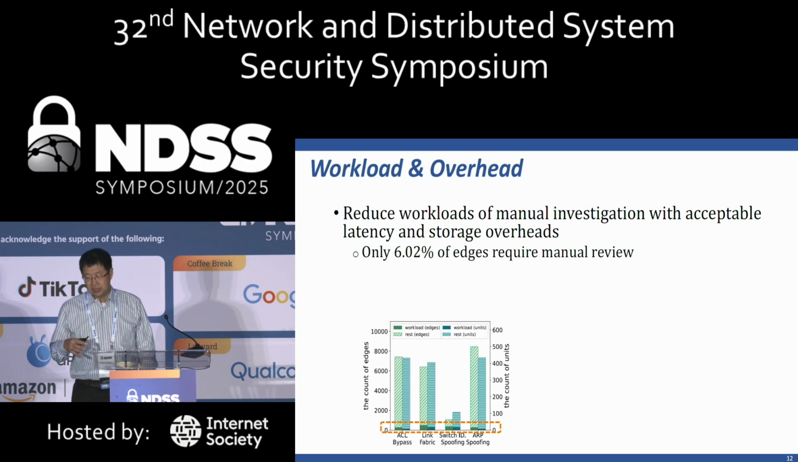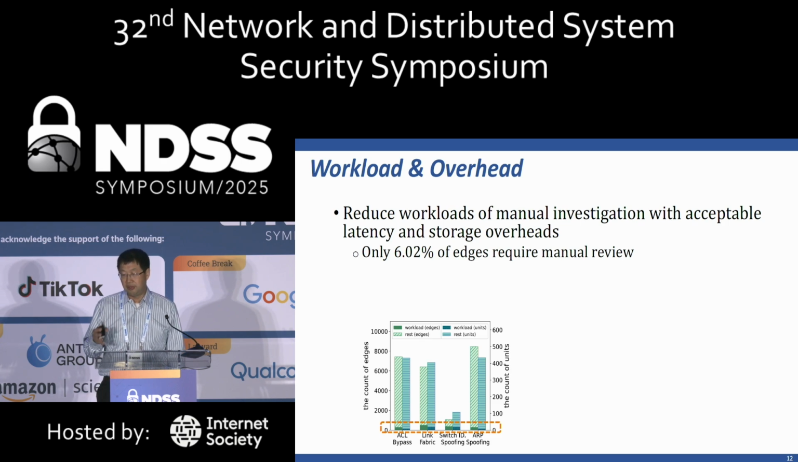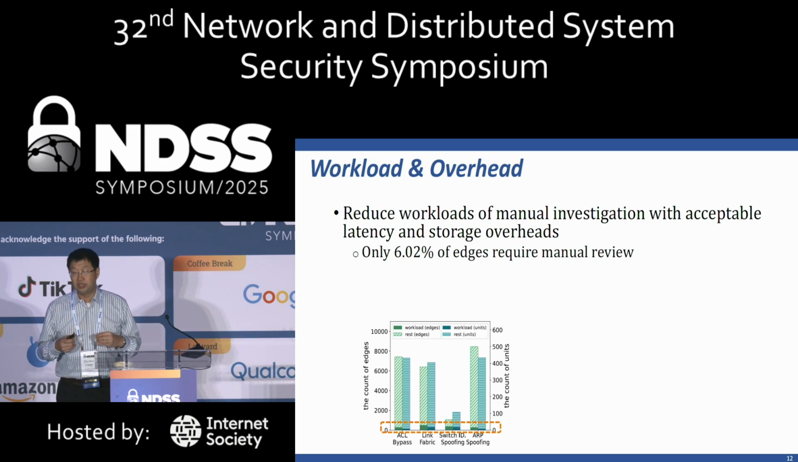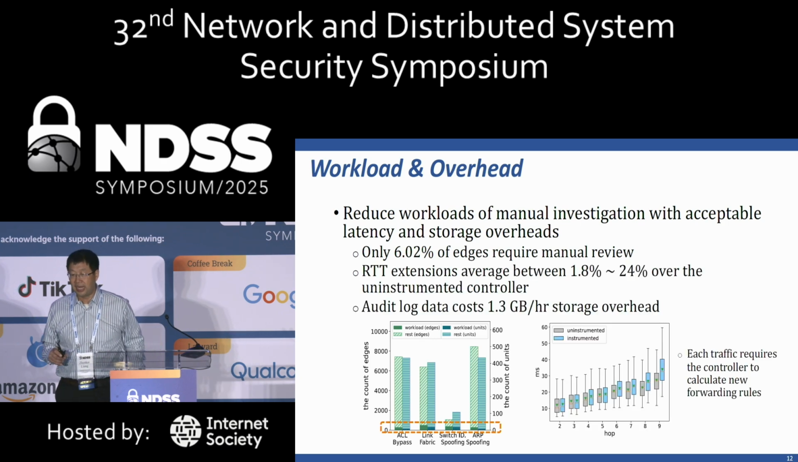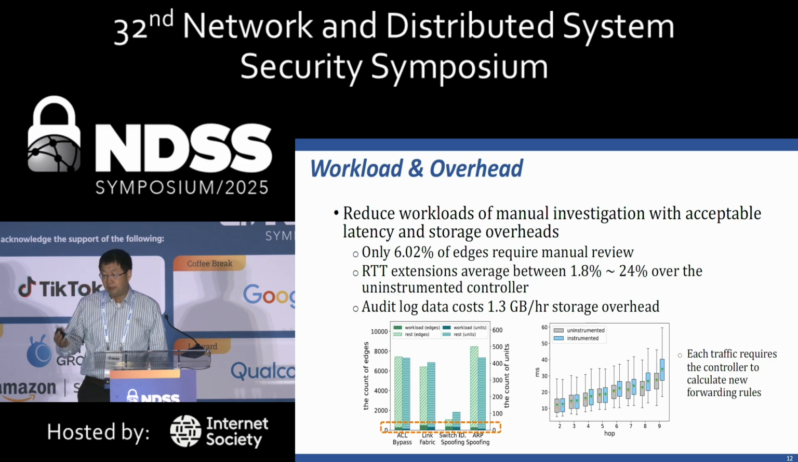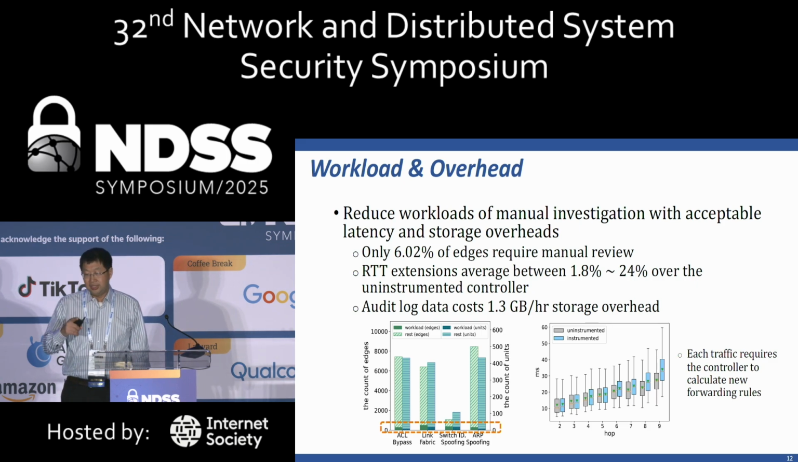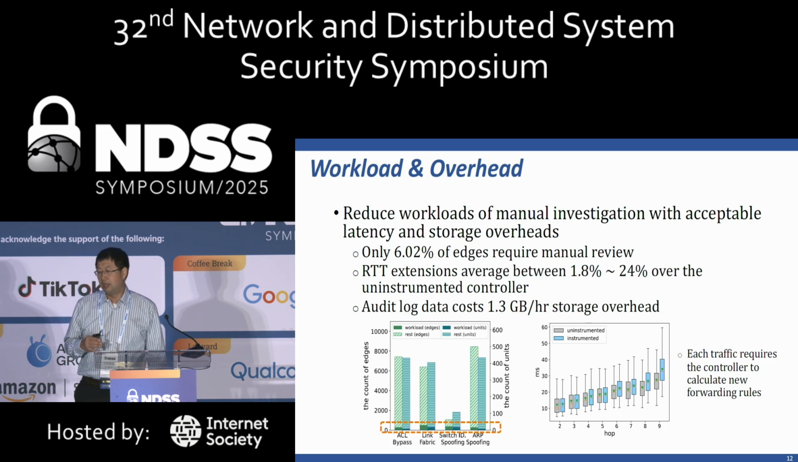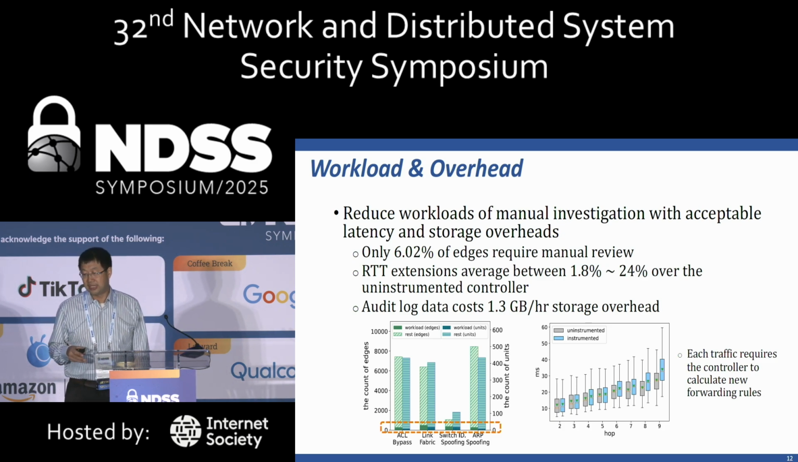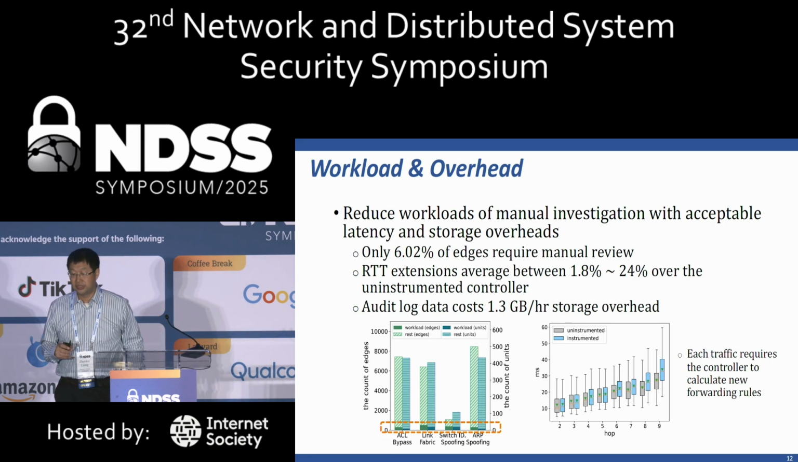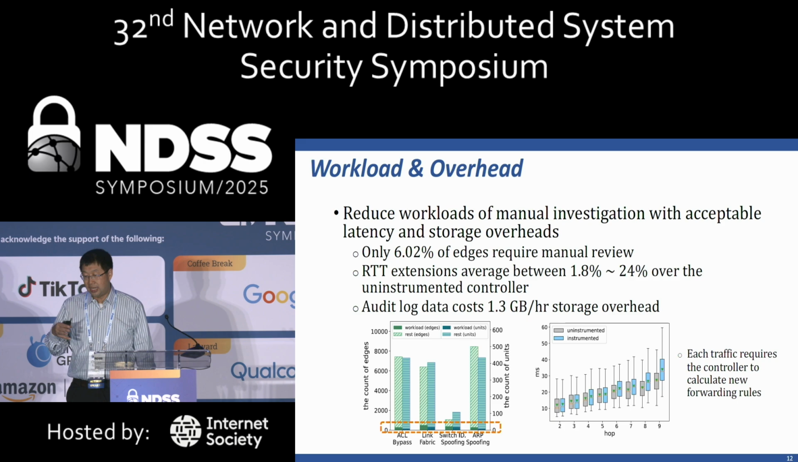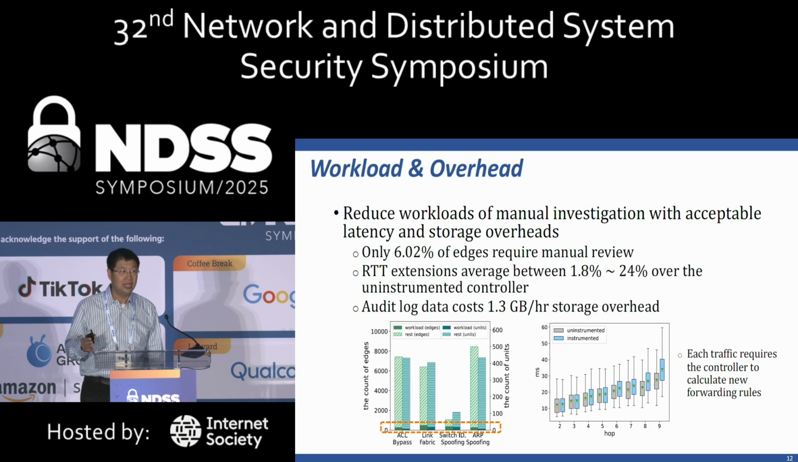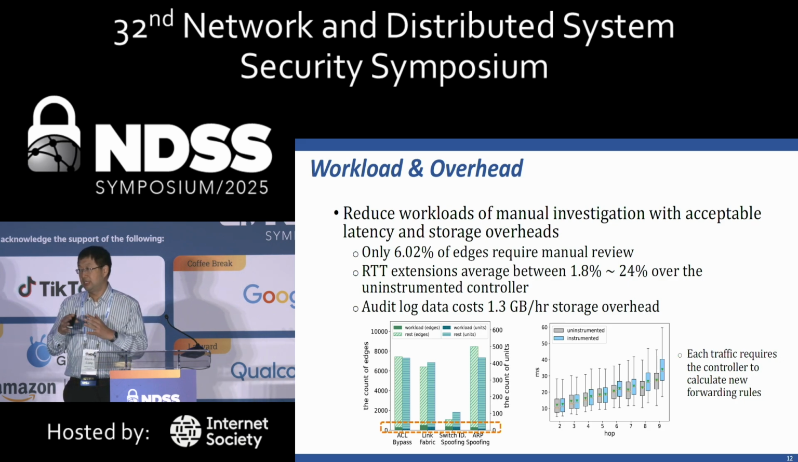Also, we tried to measure the workload assigned to the investigators. Then we find out only a small portion of the edges need to request manual review. Others we can assign meanings to and detect the attack. And in terms of performance, we found that the RTT average is between 1.8% and 24% over the regular uninstrumented controller. And roughly the log data costs 1.3 GB per hour of storage overhead. This one is a bit high, but I believe there is room for further optimization.